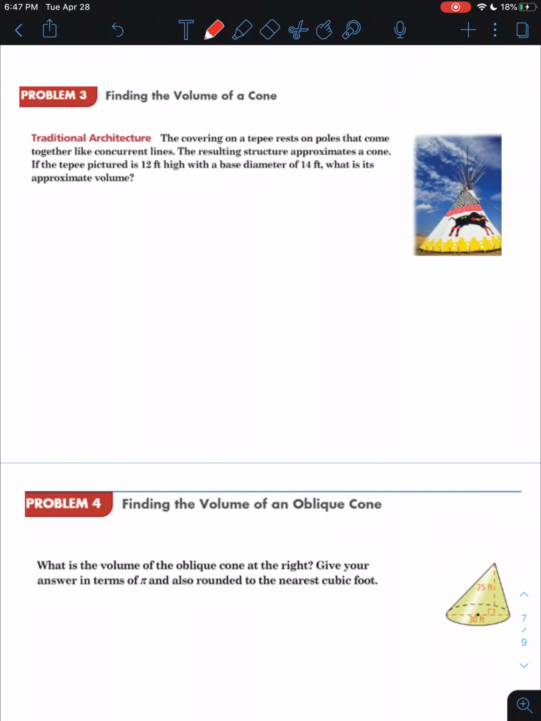We'll use that formula. The covering of a teepee rests on poles that come together like concurrent lines. So the resulting structure is as close to a cone as we can get here, but we're going to assume that this is a cone. If the teepee pictured is 12 feet high, write that down, so my height is 12 feet. And it has a base diameter, so we're just going to call it diameter is 14 feet. Now, if the diameter is 14, what's that make the radius? Okay, radius is half of the diameter, which would make it 7 feet.